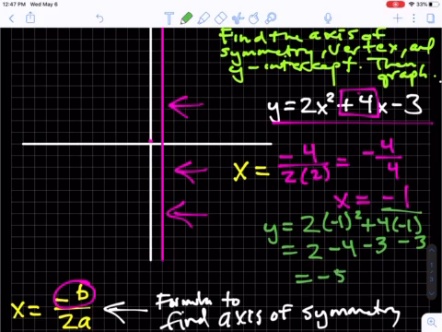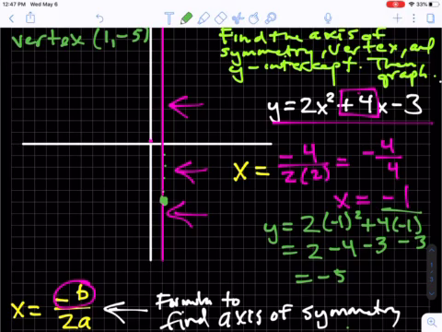So that means my vertex is going to be, I'm going to write this down up here, the point negative 1, negative 5. Okay, and so let's find that. So here's negative 1 right here. We're going to go 1, 2, 3, 4, 5 down. Put our point. There is our vertex.